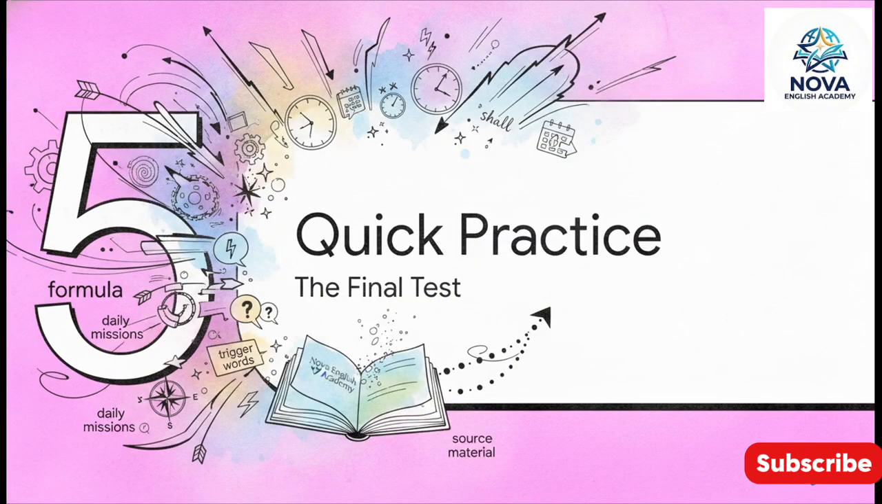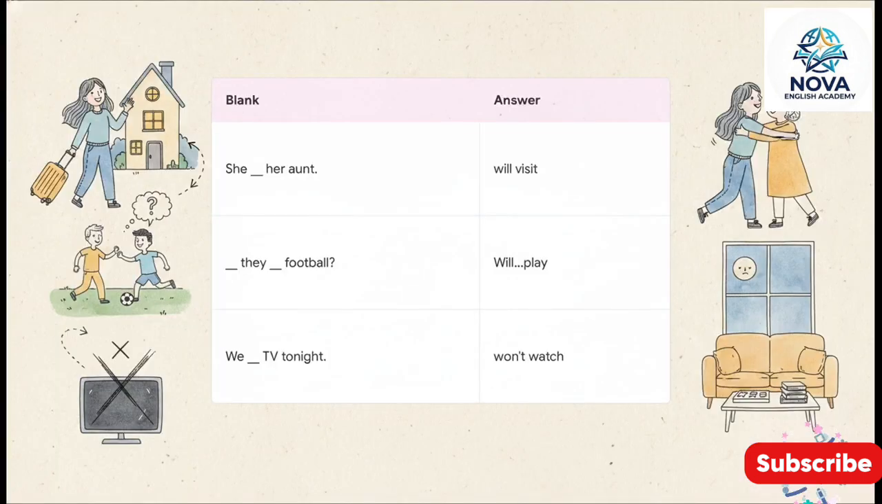All right, we've made it to Section 5. Let's practice together, the final test. You've got the formula down, so let's build that confidence with a quick mental exercise directly from our source material. I'm going to run through 3 scenarios, and I want you to shout out the missing words. Ready? Okay. For number 1, the positive action is, she will visit her aunt tomorrow. For number 2, we need a question, so that becomes, will they play football after school? And for number 3, the negative statement, we won't watch TV tonight.